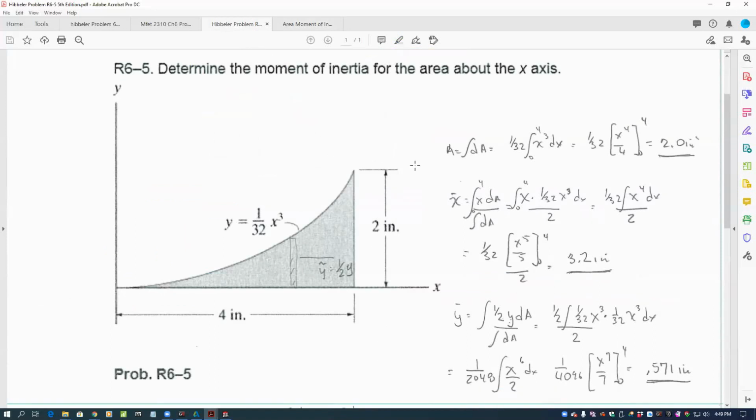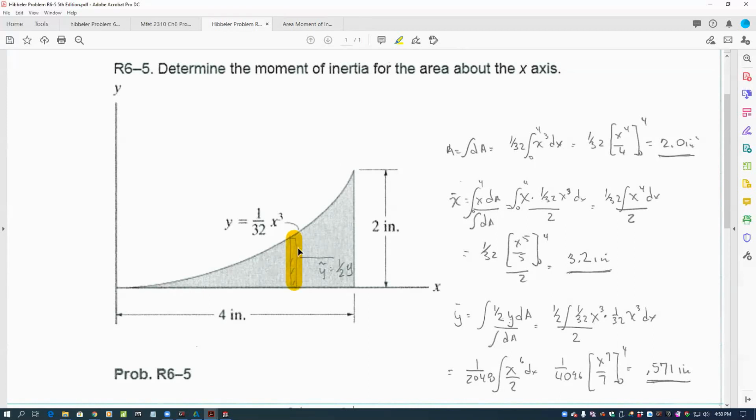But let's first calculate its area, its centroid, x and y, and then we'll calculate the area moment of inertia about the x and the y axis. So the area underneath this function is just dA. And we'll use a vertical element. And so our width of the element is dx, and our height of the element is y.